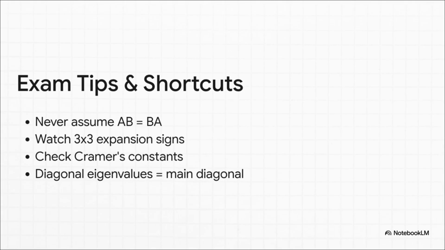Before you head into your exam, beware of these common traps. Remember, never assume A times B equals B times A. Double and triple check those alternating negative signs during a 3 by 3 determinant's expansion. Make sure you put the constants in the correct column for Cramer's rule.